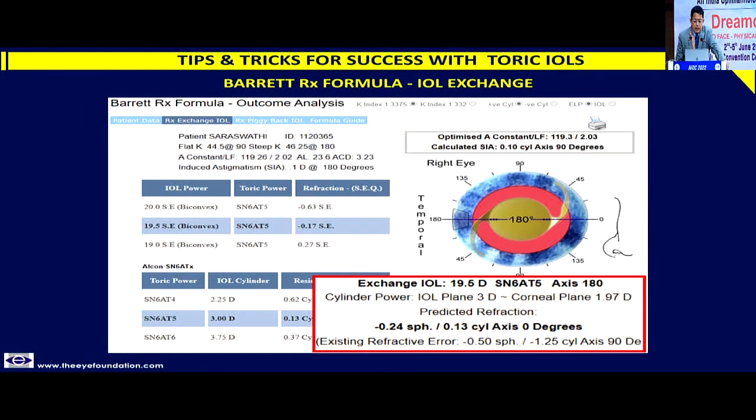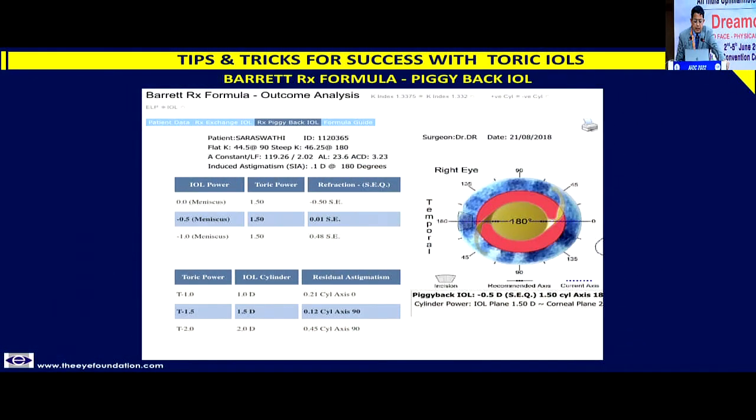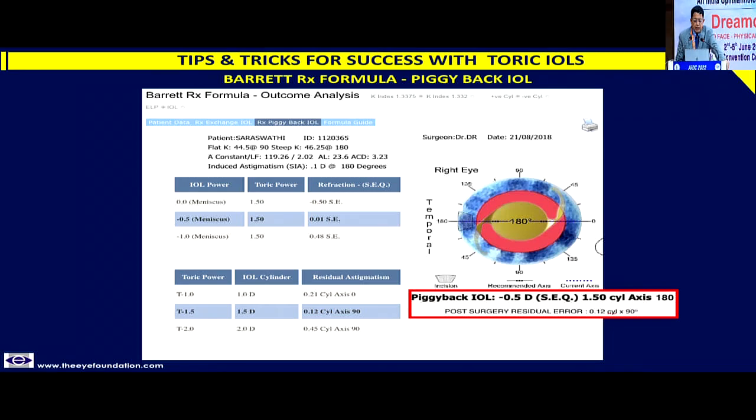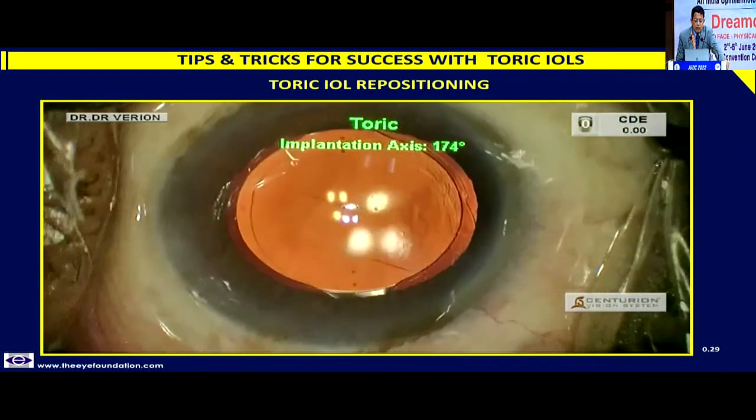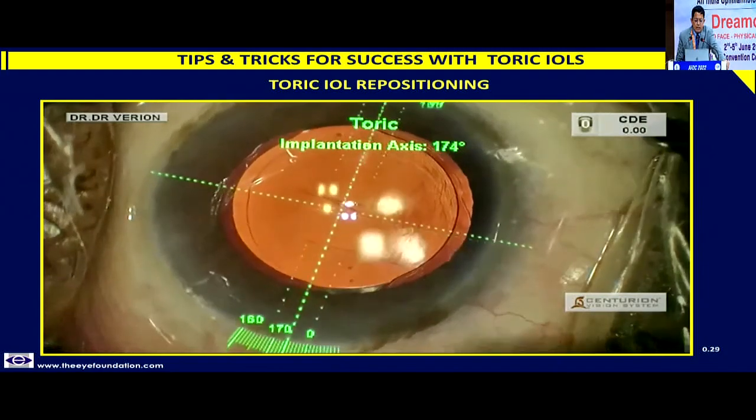Just in case I had to exchange the lens, because there was a large amount of astigmatism, the power of the lens that goes in is also represented here. In case it's a long-standing intraocular lens and you just want to go ahead and implant a second lens over the eye, again the power of the piggyback lens can come in. As far as toric intraocular lens repositioning is concerned, it's a very quick procedure.